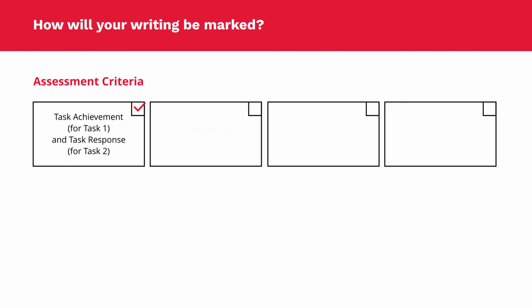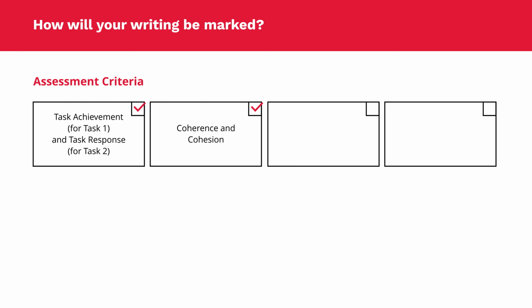The second criterion is Coherence and Cohesion. This assesses how well you've organised your response, how logical the development of the message is, and how well you've linked the information, ideas, and language in your response.